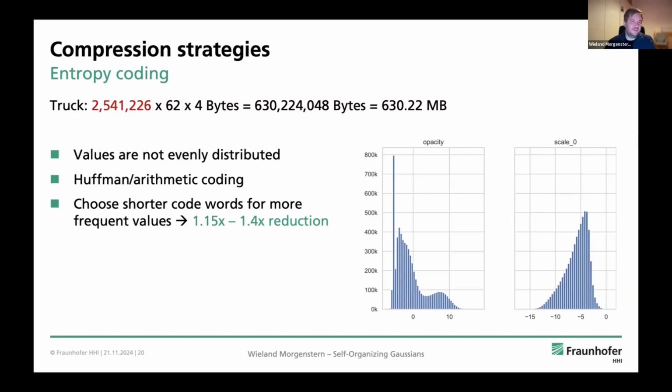And then finally, there are compression strategies that are just normal information theory, Huffman or arithmetic coding, where you say not all of your values will be evenly distributed. You will have some that appear a lot more than others. So give shorter code words to them and you get a 15% to 40% reduction for free. And with that, we've kind of exhausted all the traditional coding things that we can do for Gaussian splats.